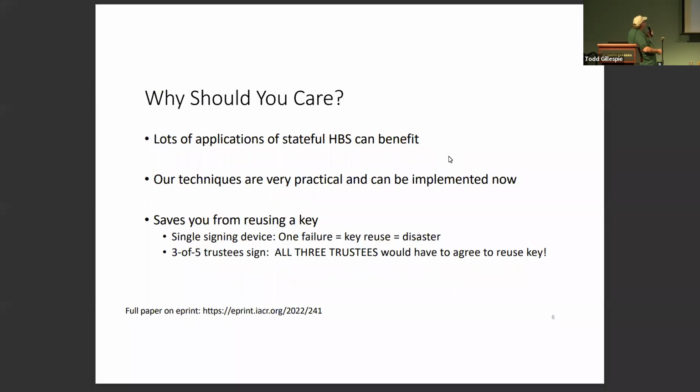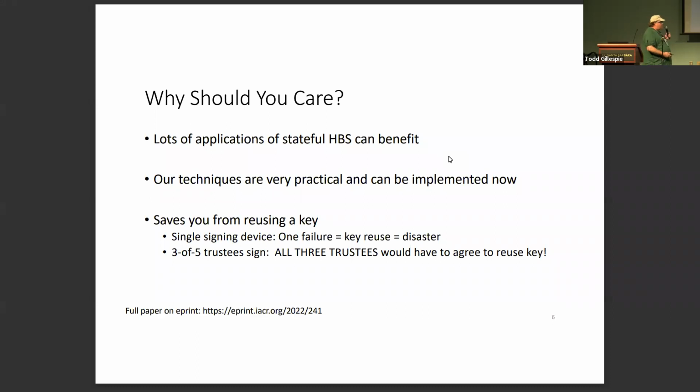I will just say one thing, why should you care? The main reason you should care is there are a lot of uses of hash-based signatures in the world where it would just be a lot nicer to have a threshold signature. So you can actually get this redundancy property and also the security property. Okay. These techniques are very practical. They can be implemented now. Stefan has a couple of students working on an implementation, so hopefully we'll have some code up eventually. And you can too, after you read the paper.